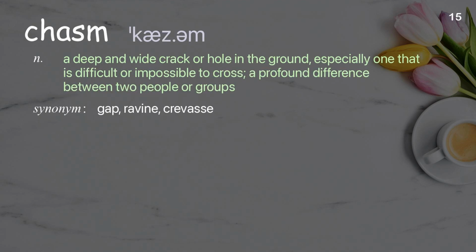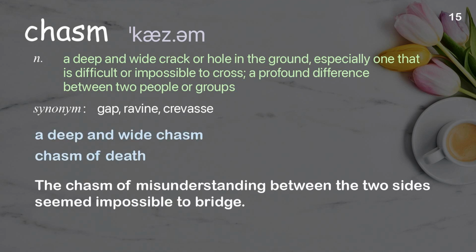Chasm. A deep and wide crack or hole in the ground, especially one that is difficult or impossible to cross; a profound difference between two people or groups. Examples: A deep and wide chasm. Chasm of death. The chasm of misunderstanding between the two sides seemed impossible to bridge.